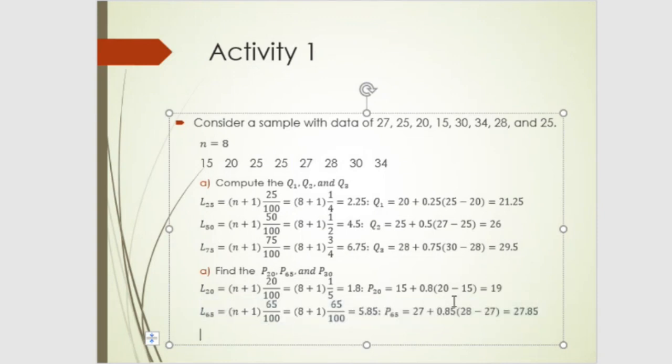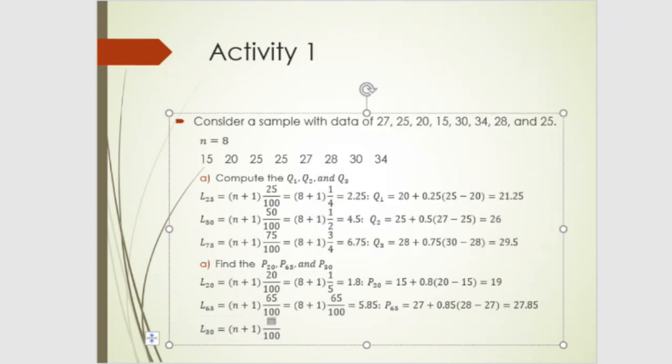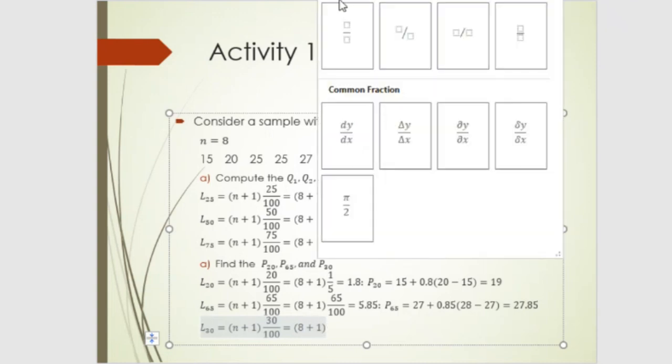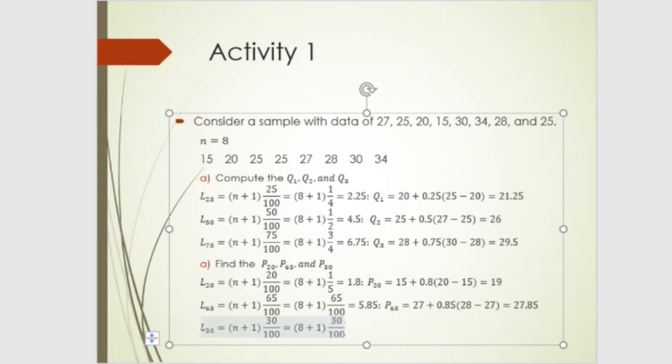The last one, which is P30, again. Even this one, we must first find that location. Where is it located? 30 is equal to 8 plus 1 over 100 times 30. I'm getting something like 2.7. So meaning that value should be somewhere between 20 and 25. Did you also get 2.7? Yes, sir. All right, thank you.